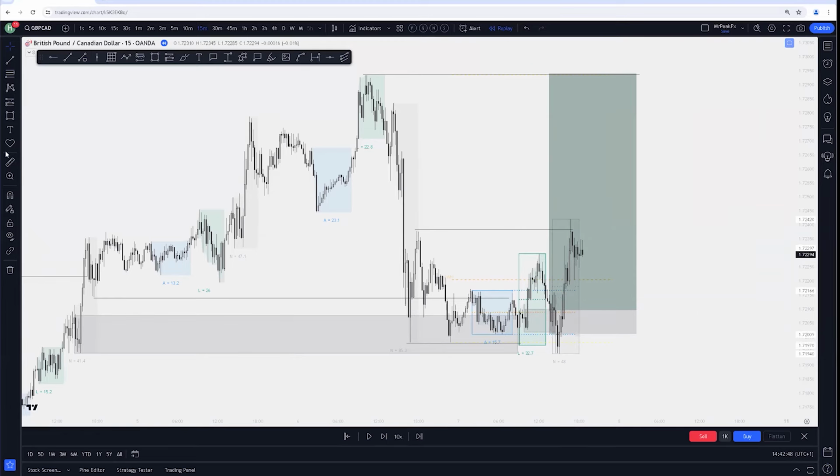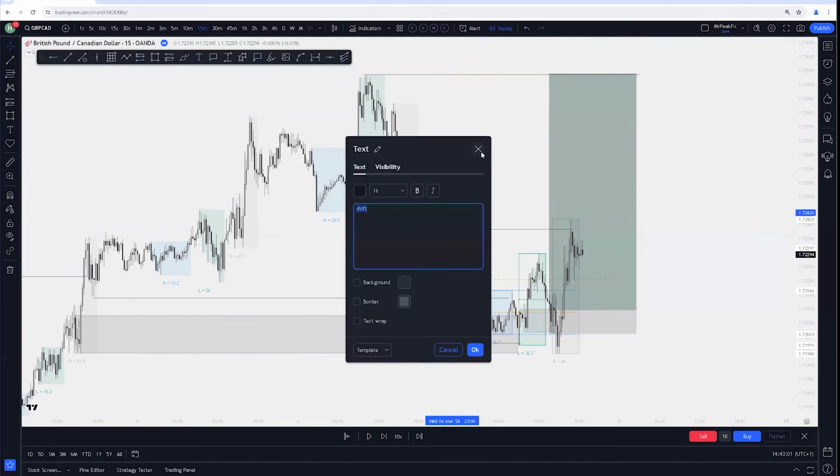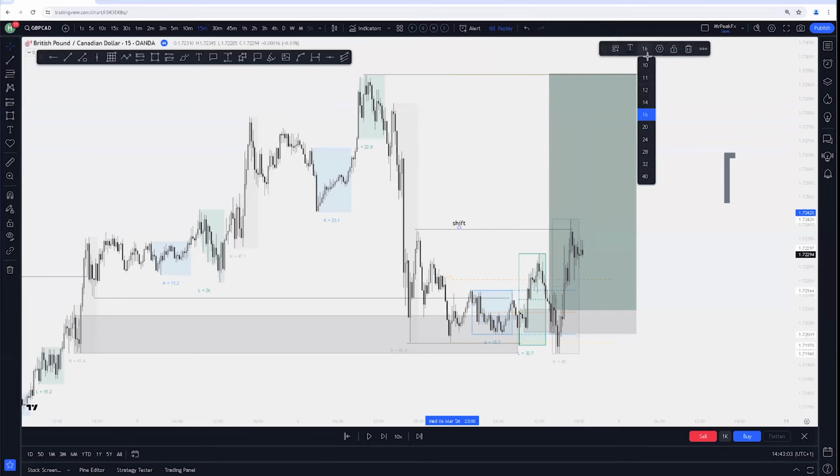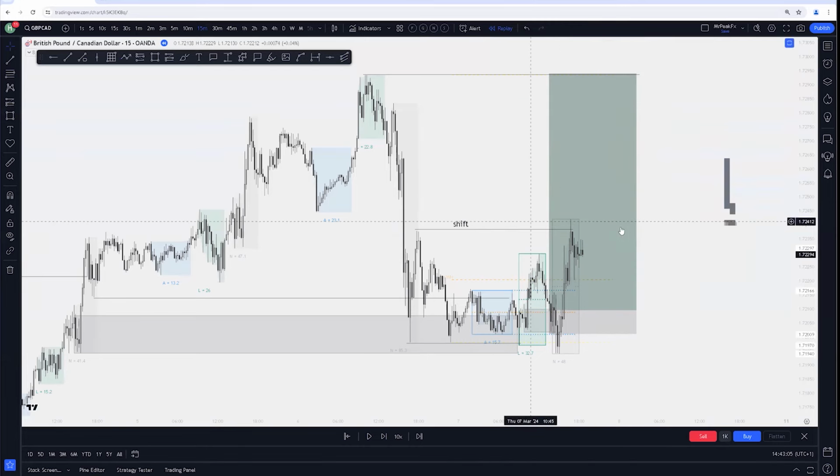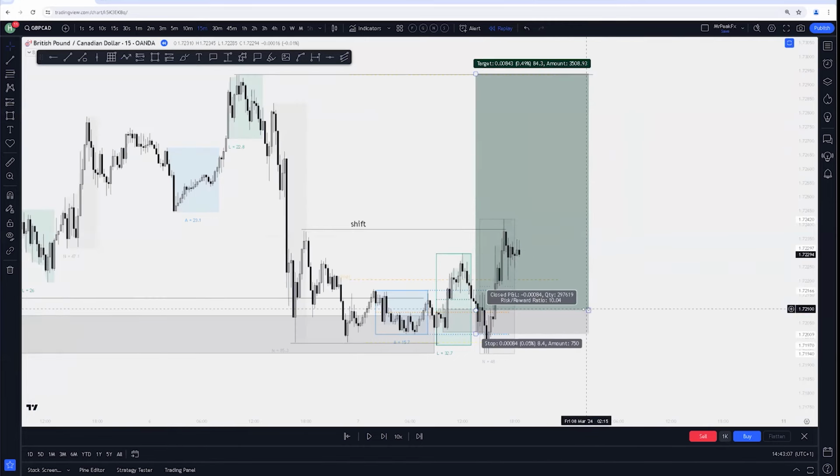Then we now have the proper shift. This is now the shift that I was looking for, even though I thought it had happened earlier. So this was the shift that I was looking for, for price to take out. And after price took that out, I was now actually more confident in the trade.